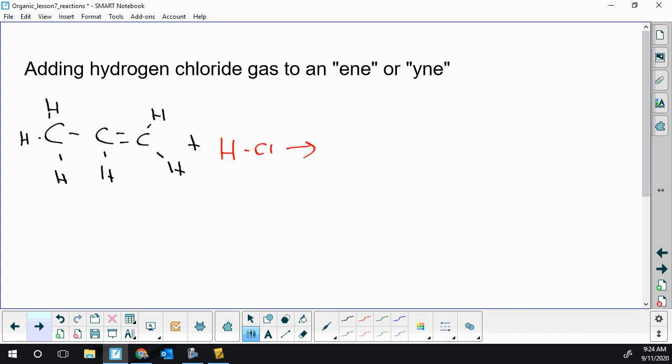And I'm just going to color code the addition so it pops out. There's our pi bond, our second bond, so that's what's going to break. And then I will add in my H, and I will add in my Cl. Now that works and that can happen, but it's actually not our only option now. We've got to think a little bit more and write all the possibilities.